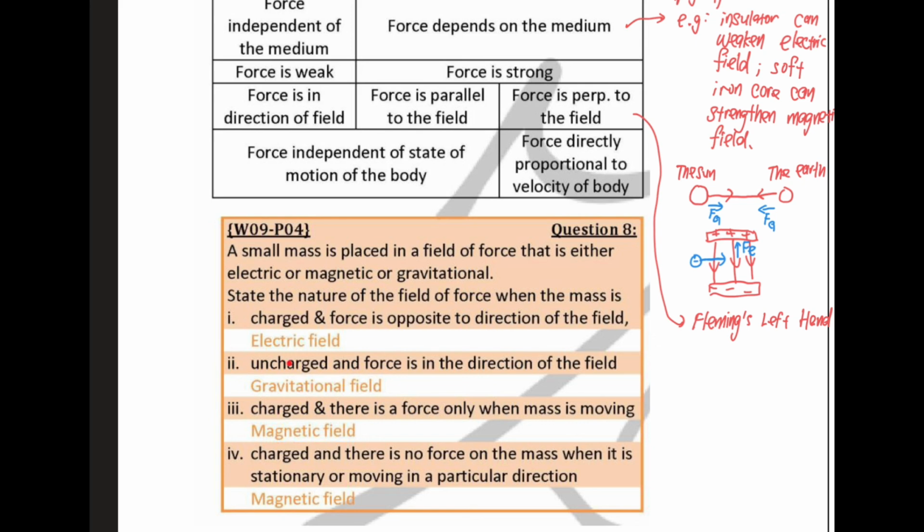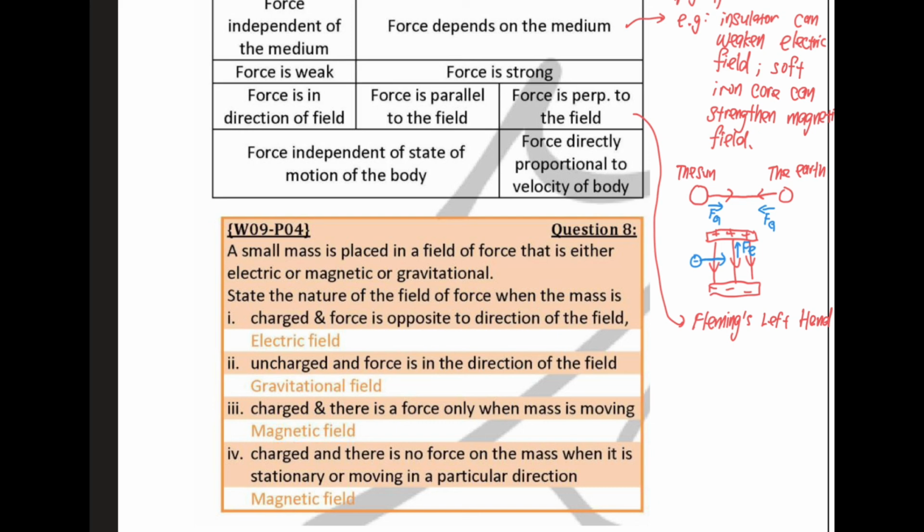uncharged. So when it's uncharged, that means no Q. And the force is in the direction of the field. This one is the gravitational field, as in what I explained. So the gravitational field is to the left, and then the gravitational force is to the left. They are in the same direction.